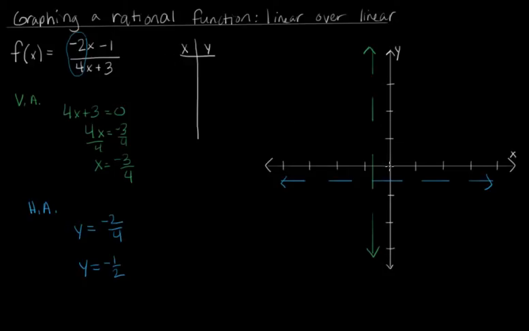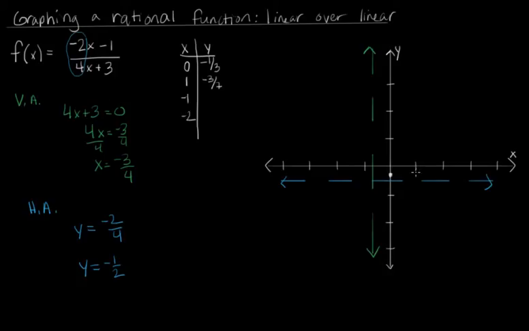So let's start by plugging in maybe 0 and 1, and then we could plug in negative 1 and negative 2. Okay, so 0 is going to give me, these are both 0, so just negative 1/3, which will be right about here. And then 1 will give me, let's see, negative 2 minus 1 is negative 3, and then negative 3/7.